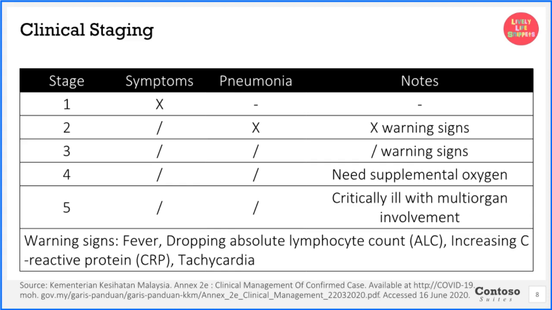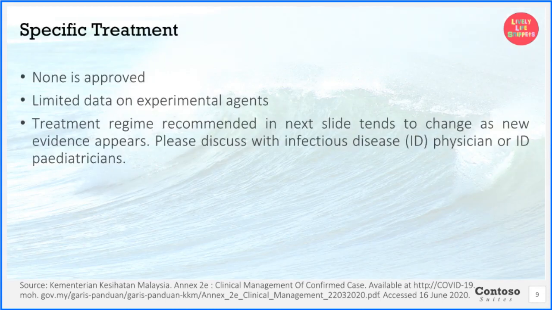Stage 4 patients are in more serious condition and require supplemental oxygen. Stage 5 patients are critically ill and the disease has spread to many organs. At the moment, no specific treatment is approved. Only limited data are available for experimental agents. The treatment regime recommended in the next slide tends to change as new evidence appears. Please discuss with an infectious disease physician or infectious disease pediatrician.